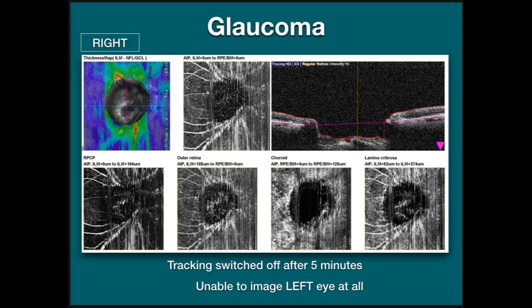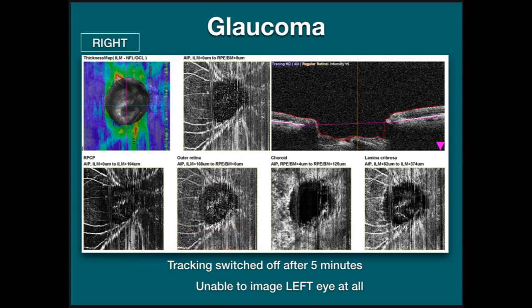So after about 5 minutes of running this scan, we were able to get some good data in the first part, the first third or first quarter of the scan, and it can show that there's been significant capillary dropout in that area. But after 5 minutes, both myself and the patient were getting very frustrated, so I switched off the tracking, and you can see the degradation in image quality that occurs when eye tracking is off, and the data in that area is not actually usable.